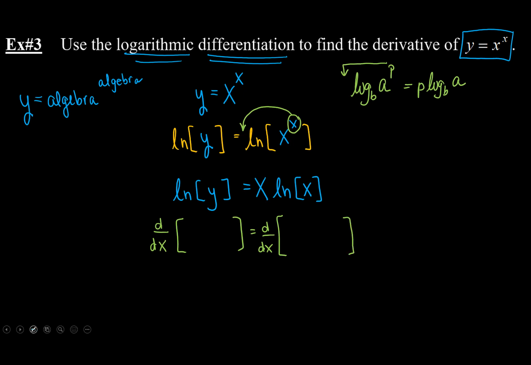All right, so I need to take the derivative of the natural log of y, and I need to take the derivative of x times the natural log of x. Notice on the right side, this thing is a product rule. This x right here is not inside a logarithm, so I can't use the product rule for logarithms. I have to use the derivative product rule.